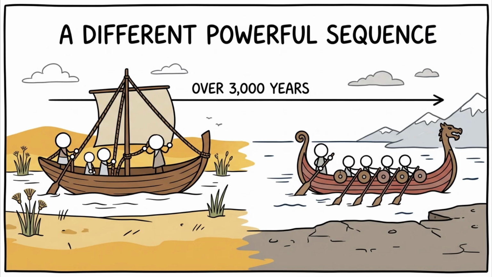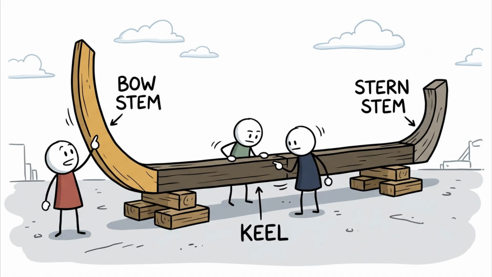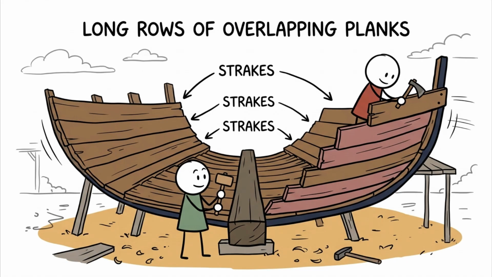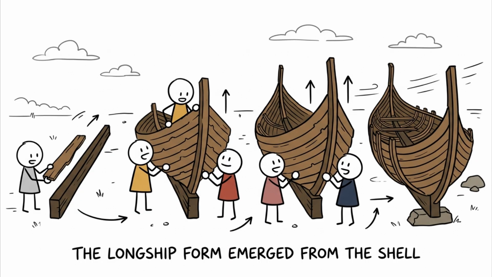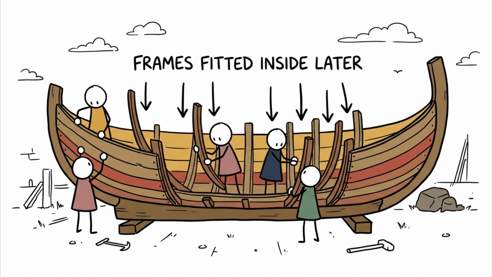More than 3,000 years after Khufu, Scandinavian builders used another powerful sequence. They began with the keel and the curved stems at bow and stern. Then they added long rows of overlapping planks called strakes. Each plank overlapped the one below it and was fastened along the seam. The growing shell curved upward until the recognizable long ship form appeared. Frames were fitted inside after much of the outer shape already existed.